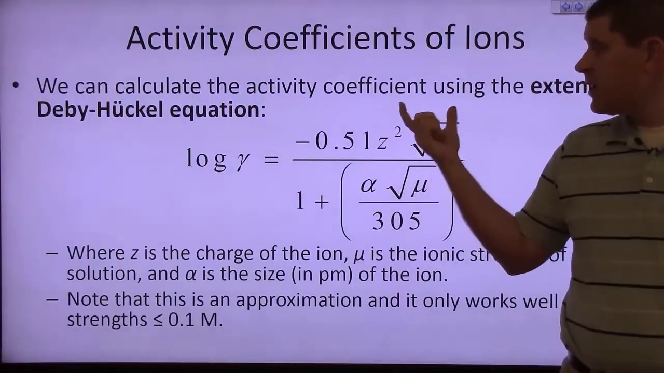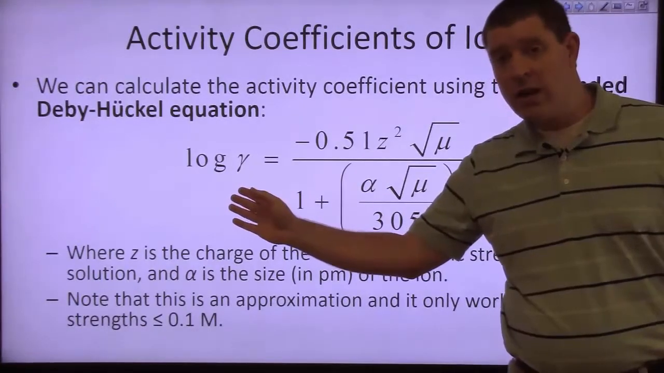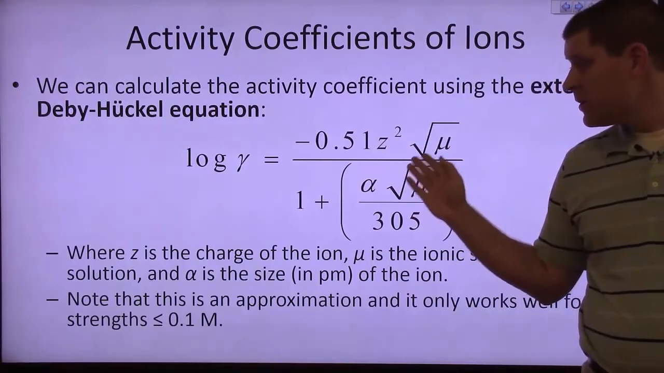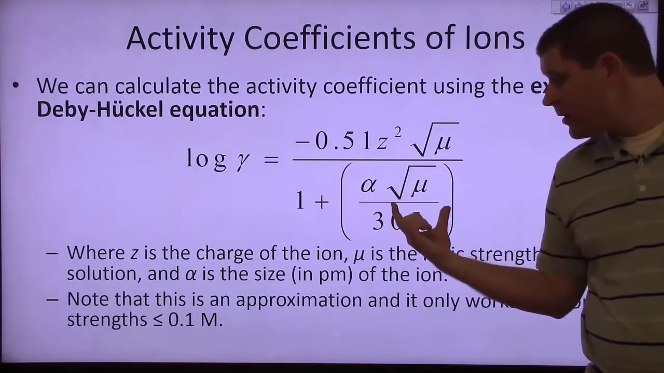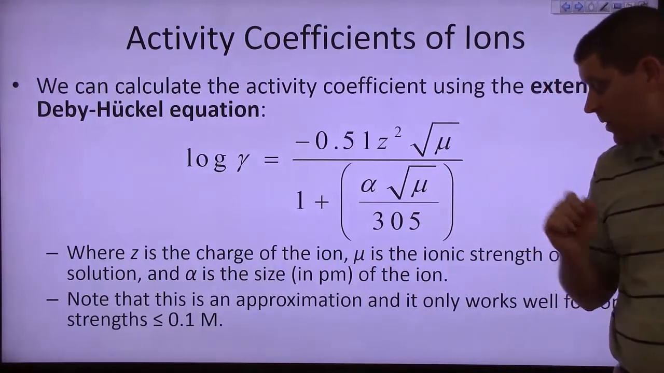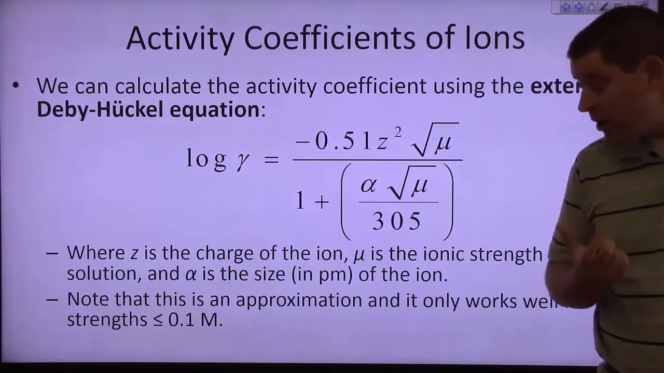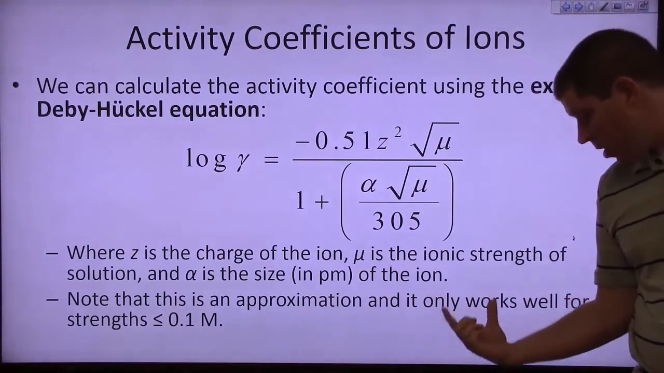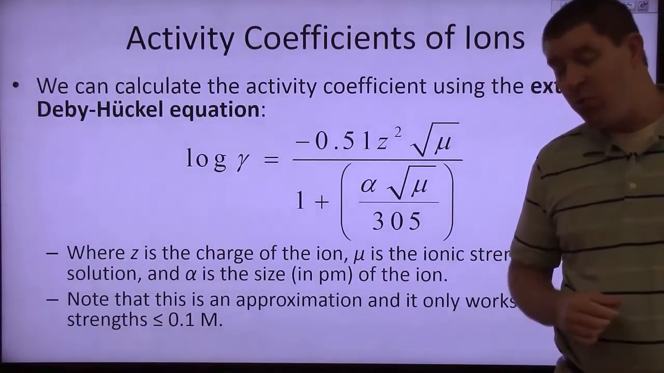Now we can calculate the activity coefficient using the Debye-Huckel equation. So the Debye-Huckel equation is given here. Log base 10 of our activity coefficient gamma is equal to minus 0.51 times z squared times the square root of mu divided by 1 plus this quantity, alpha times the square root of mu divided by 305, where z here is the charge of the ion, the mu is the ionic strength of our solution, and this alpha here in the denominator is the size in picometers of our ion. So note that this is just an approximation, and it only works well for ionic strengths that are less than or equal to about 0.1 molar.